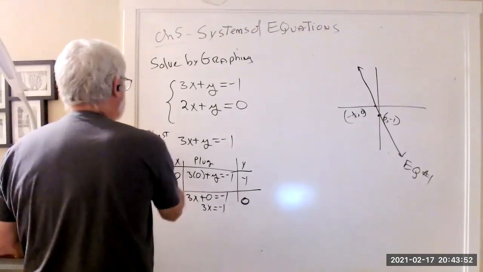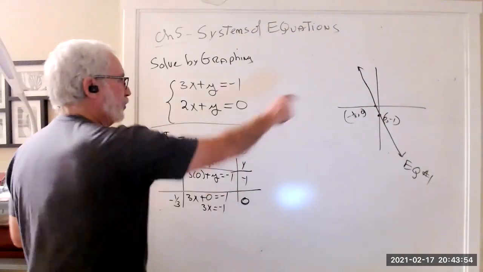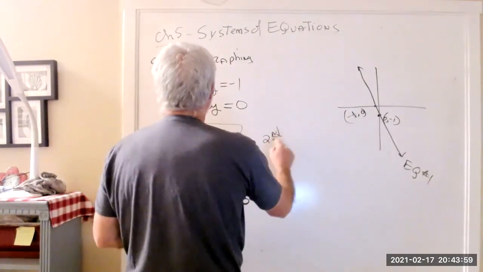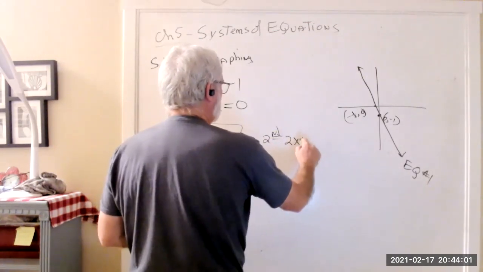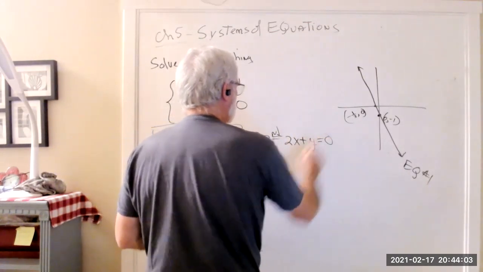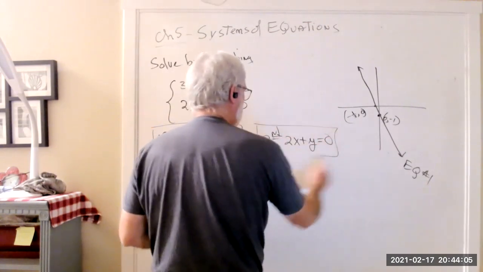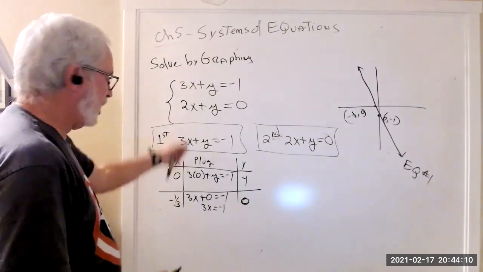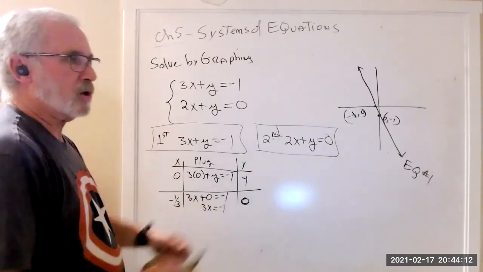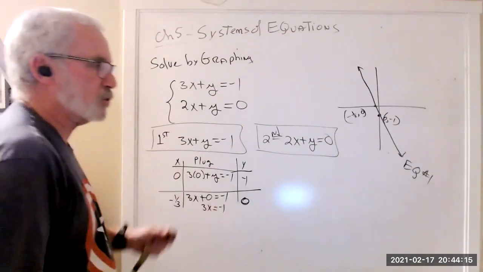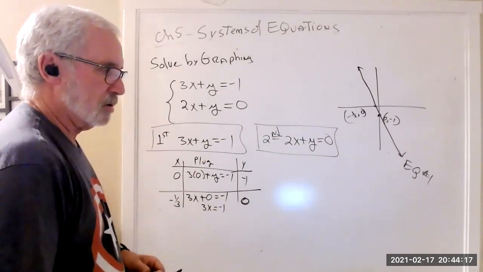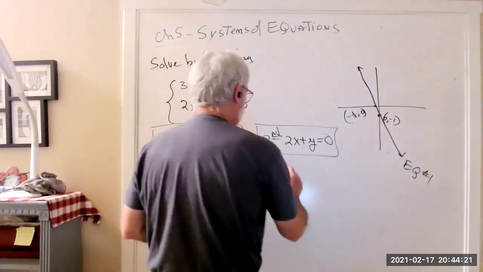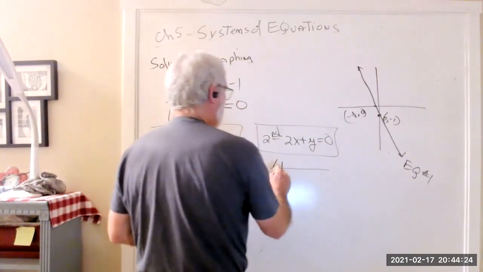So I'm going to go to the second equation now. There's my first equation. I'm going to go to the second equation, which is 2x plus y equals 0. That's my second equation. Now, do you want to use a table like we did here, or do you want to use slope intercept? That's totally your choice. Okay, I'm going to say we're going to use a table, but this was a trick question. We're going to use a table.